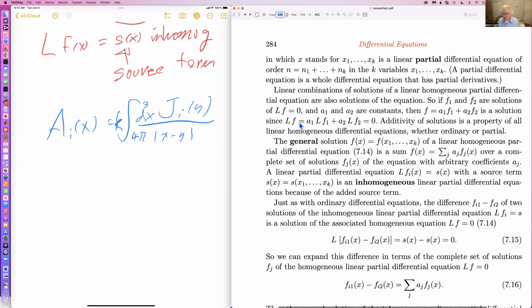So that works as before. You can add solutions. You can find the most general solution of the homogeneous equation.